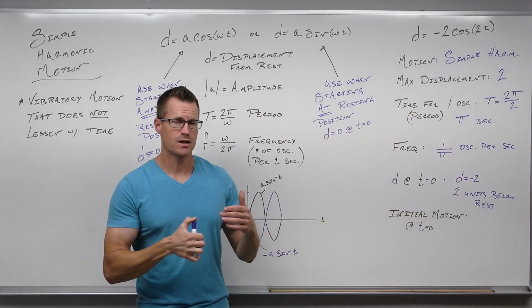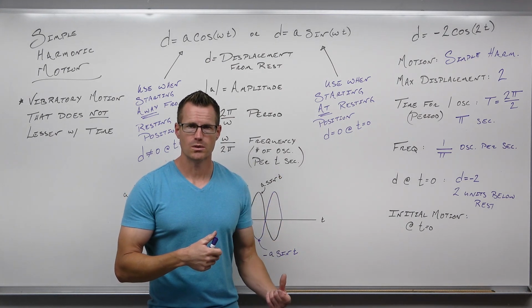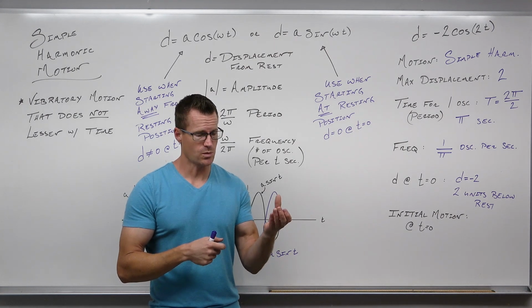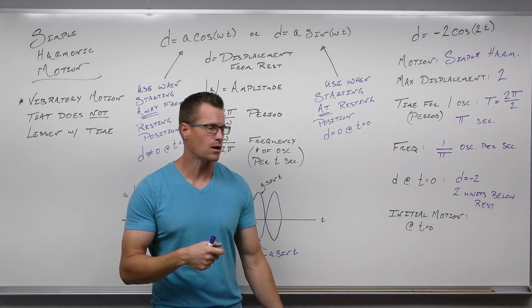So mathematically, displacement is -2. That means it's 2 units down. What that means verbally is this starts 2 units, or 2 meters in this case, if we're using meters, below its resting position right when you start. So someone held this down and let it go. Held it down 2 meters, and let it go.